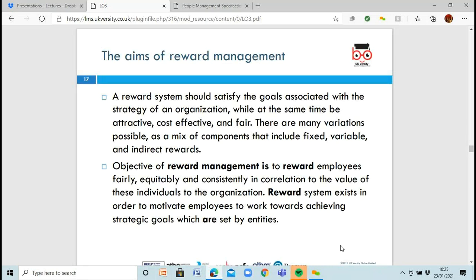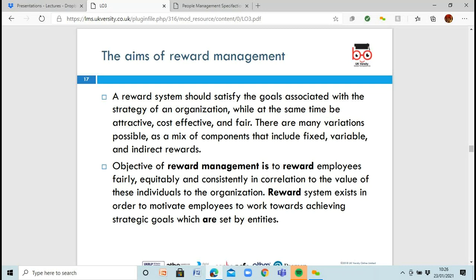So the aims of reward management. The reward system should satisfy the goals associated with the strategy of an organization. So they should be attractive and cost-effective and fair. There's lots of variations, but you can have components that maybe are fixed, variable, or indirect awards.